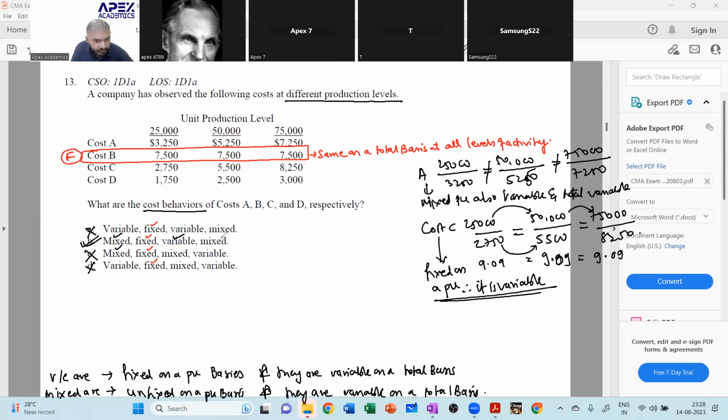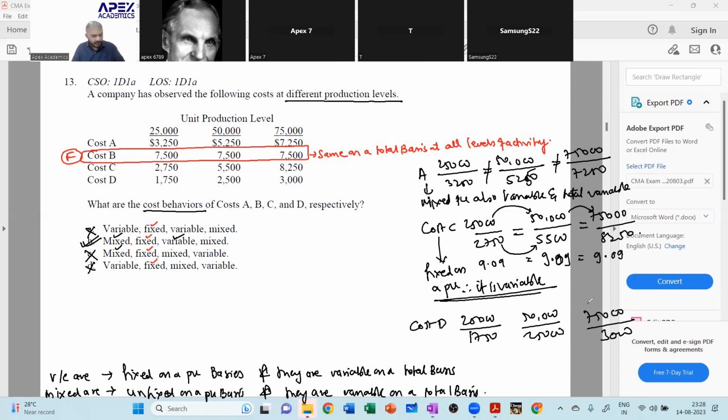But for the sake of my satisfaction in the exam, since I have time, I will also look at cost D and I'll do the analysis. It will be 25,000 divided by 1750, 50,000 divided by 2,500, and 75,000 divided by 3,000. So what are we looking at? 25,000 divided by 1750, which is 14.28.